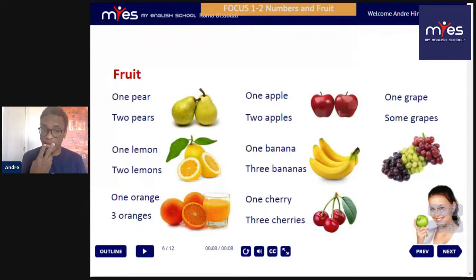She's eating an apple. One apple. So there is one apple. So those are the plurals and the singular of fruit. We've got pear, plural, pears. Lemon, lemons. Orange, oranges. Apple, apples. Banana, bananas. Cherry, cherries. Grape, grapes. Good. So practice those singular and plural fruit.